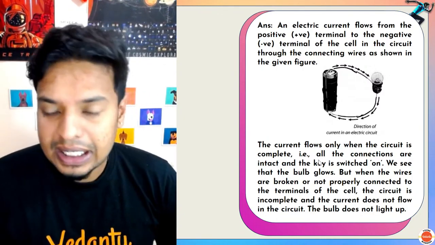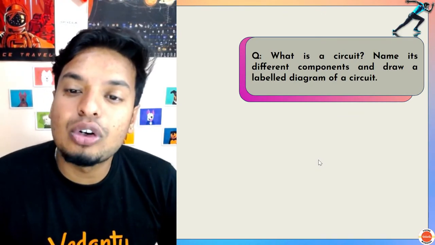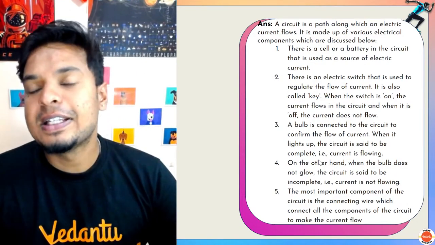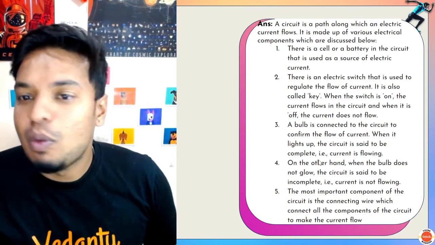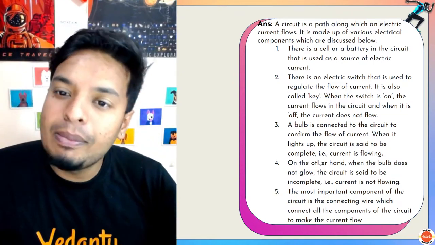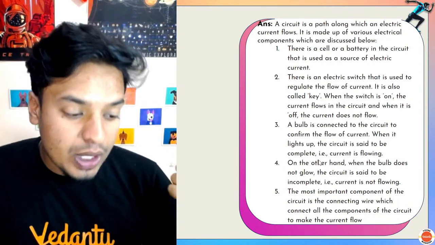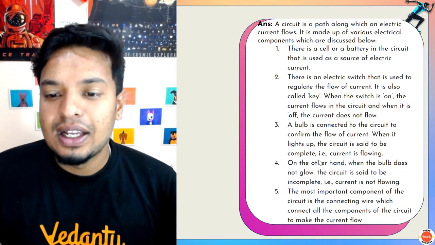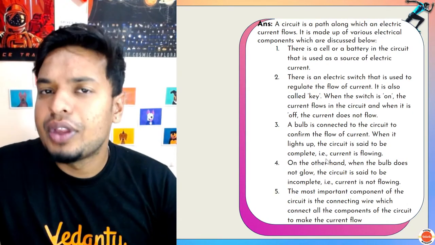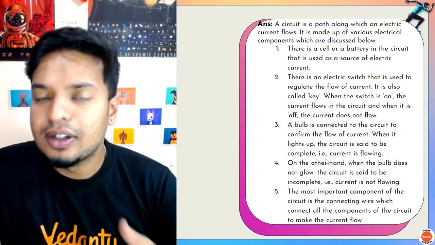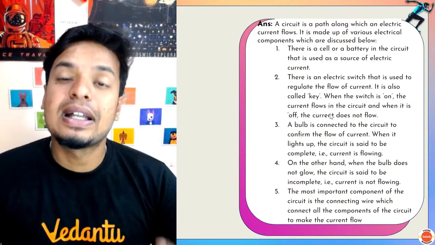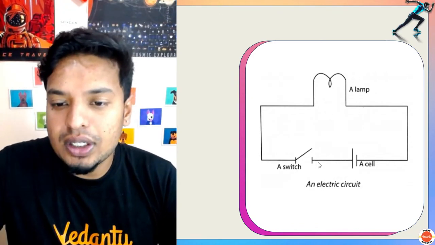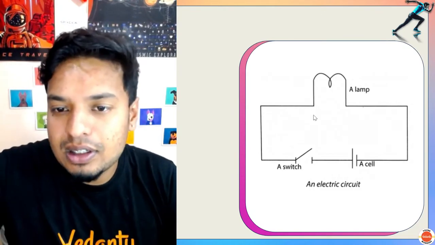Okay, great. What is a circuit? Name its different components and draw a labelled diagram of the circuit. We already did it. A circuit is a path along which electric current flows. It is made up of various electrical components. What are the electrical components? We talked about a cell or a battery, which is the source of electricity, an electric switch, which is used to either connect or disconnect the circuit, and a bulb, the source of light, right? All of that is what we saw. When the bulb does not glow, that means the circuit is broken. When the bulb glows, the circuit is closed, right? The most important component of the circuit is the connecting wires to connect all the components together. Okay, all this we just discussed, guys. And this is the circuit. You have a switch here, a cell, a lamp, or a bulb. There is a circle missing, that's all.